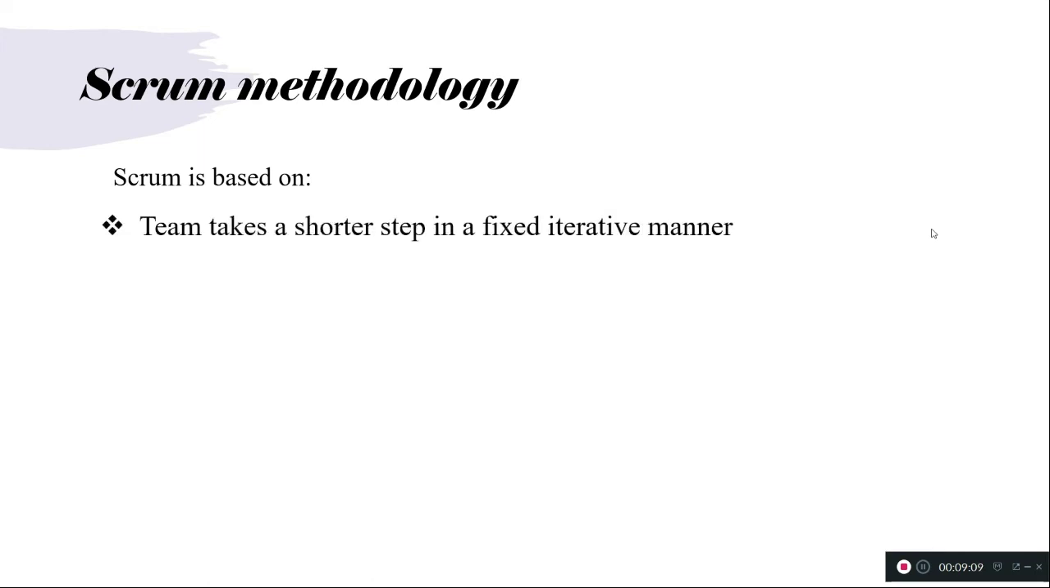So now we will go to the Scrum methodology. Scrum is based on the team taking shorter steps in a fixed iterative manner. Instead of the linear or sequential manner which we discussed in the waterfall methodology, Scrum uses shorter steps in an iterative manner. If we have 10 requirements, we will have 10 iterations, and in each iteration we will complete one feature, and each feature will be moved to production.